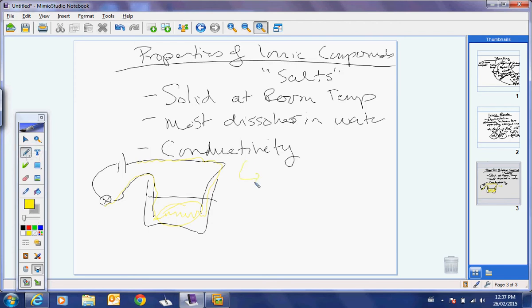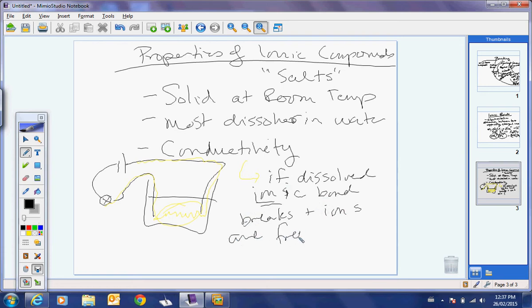So, I want to pick a different color. If dissolved, the ionic bond breaks, and ions are free to flow.